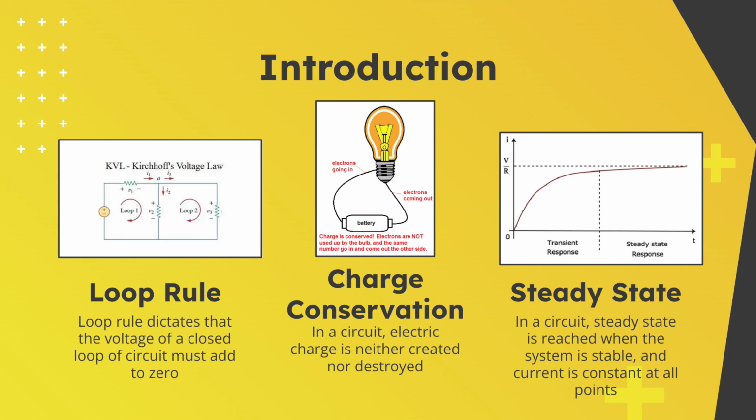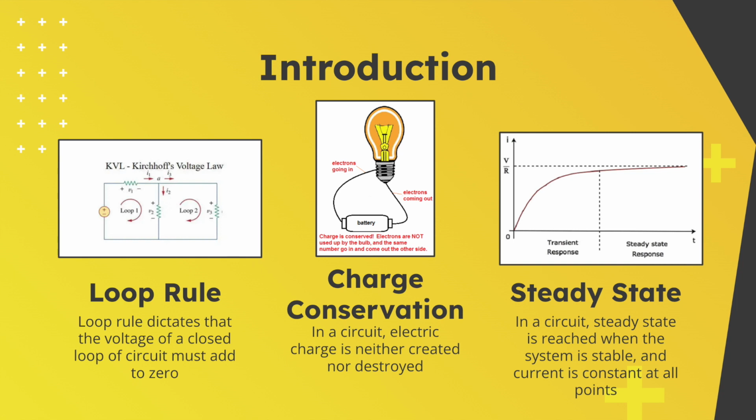Introduction. For this lab, there are three basic physics laws to understand in order to understand the concept of the circuit lab. First is the law of the loop rule. The loop rule dictates that the voltage of a closed loop of a circuit must add up to zero, no matter what loop you choose for the circuit.